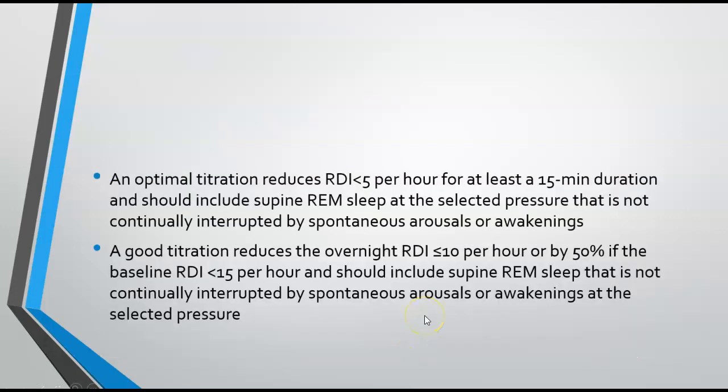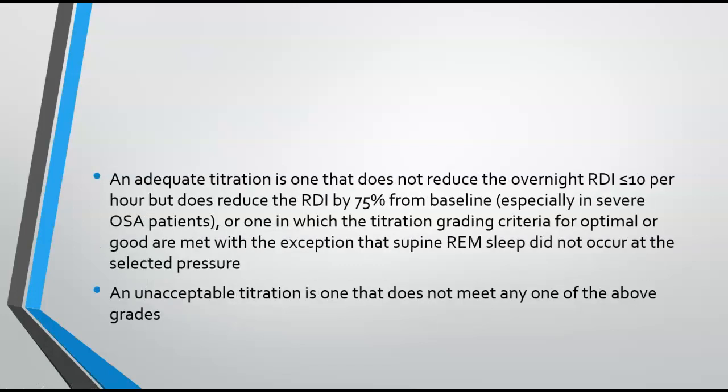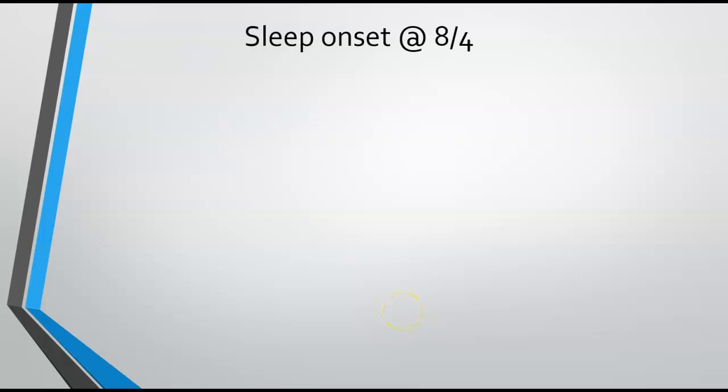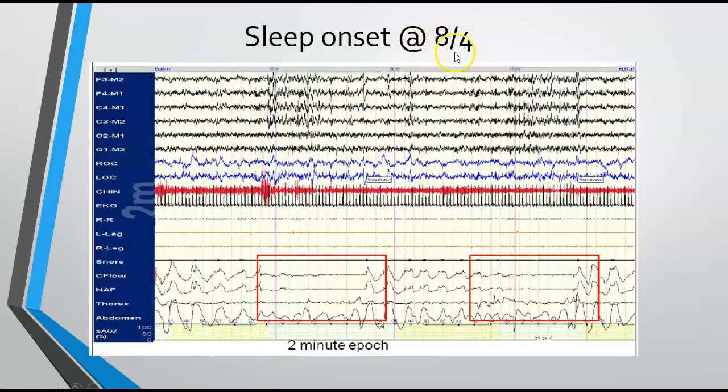So optimal, as we discussed earlier: optimal titration, good titration, adequate titration, and unacceptable titration, also the same with the bilevel titration study. Now let's go for a BiPAP titration study. Here the study started and the sleep onset is at 8/4. This is the case, and you can see that it's a 2-minute window, and there is seep flow, and you can see that obstructive events are seen.